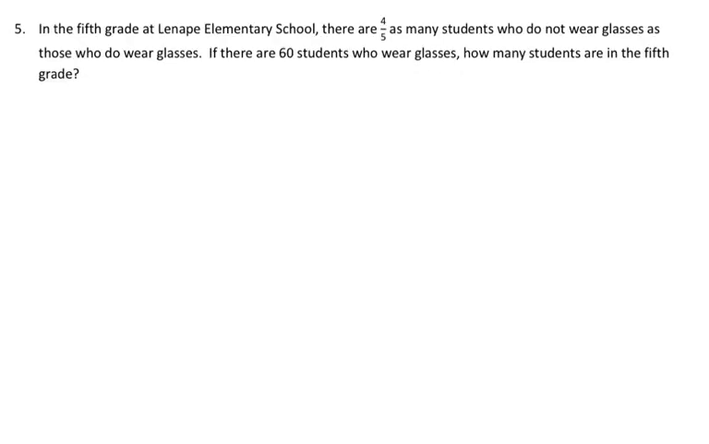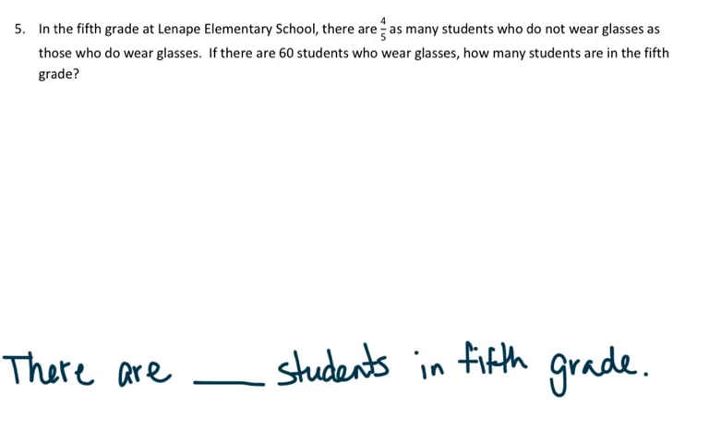Now let's take a look at homework problem number 5. And homework problem number 5 reads, in the 5th grade at Lenape Elementary School, there are 4/5 as many students who do not wear glasses as those who do wear glasses. If there are 60 students who wear glasses, how many students are in the 5th grade? Okay, so I'm going to use a tape diagram to solve this one as well. So let's start with our target sentence. And that reads, there are blank students in 5th grade.